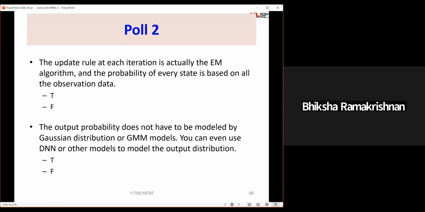So here's a poll. Answer to the first question. The update at each iteration is actually the EM algorithm. And the probability for every state is based on all the observation data. Does that make sense? So true or false?